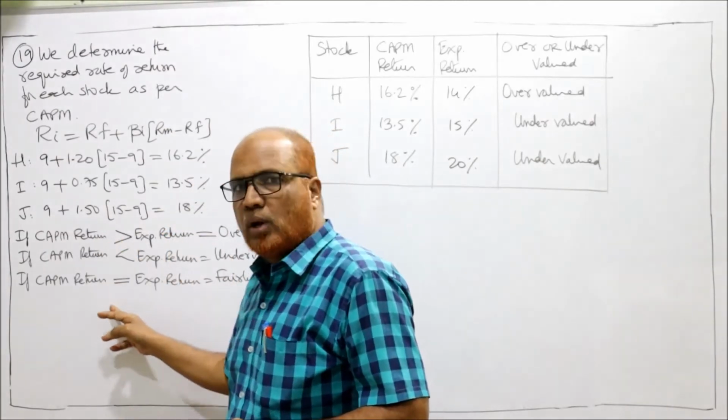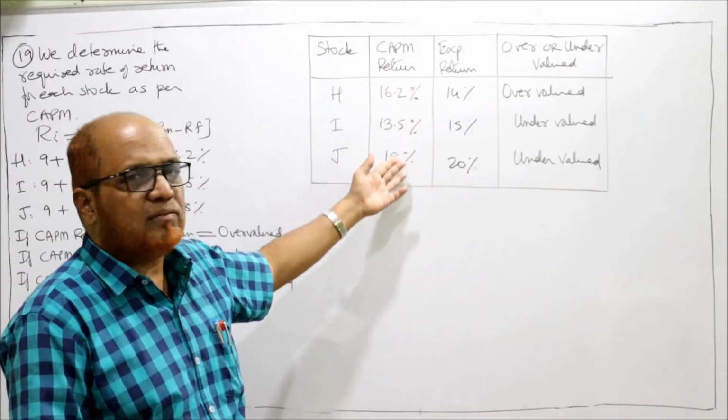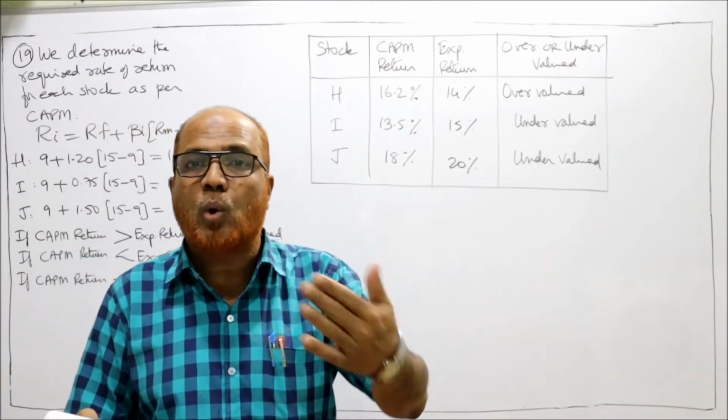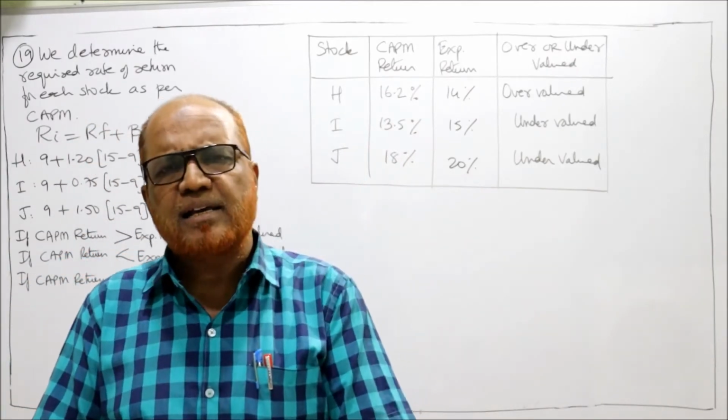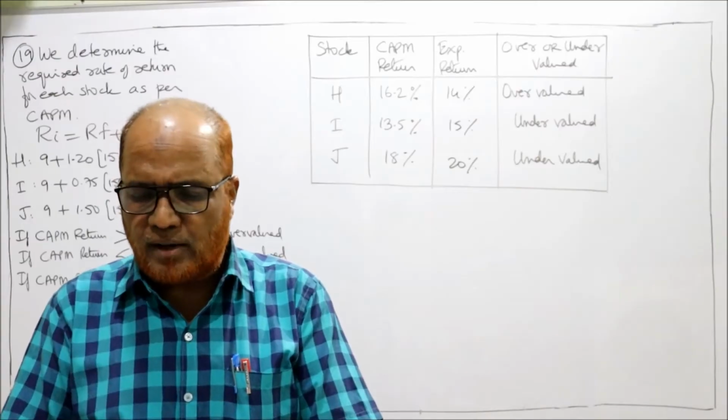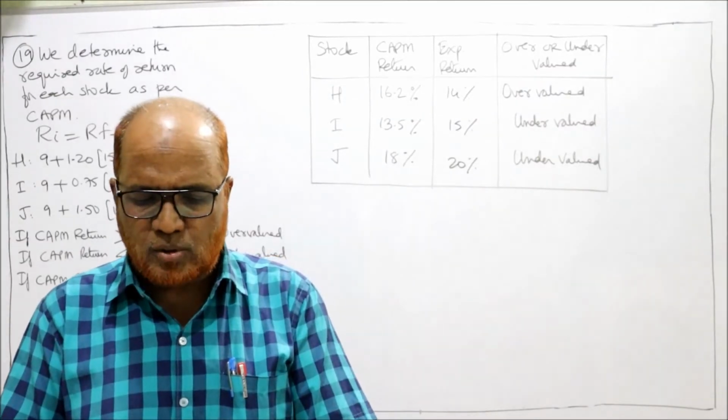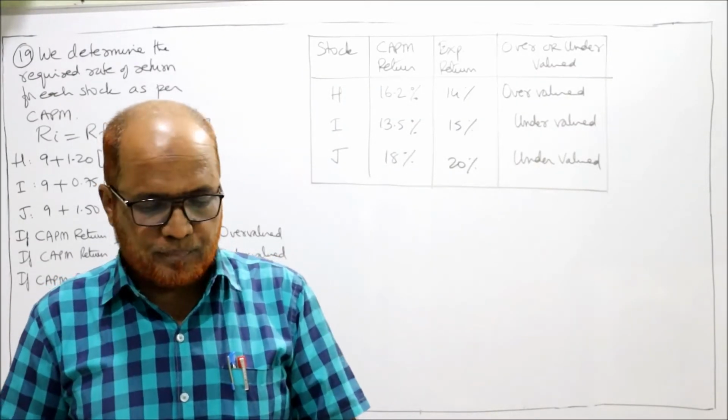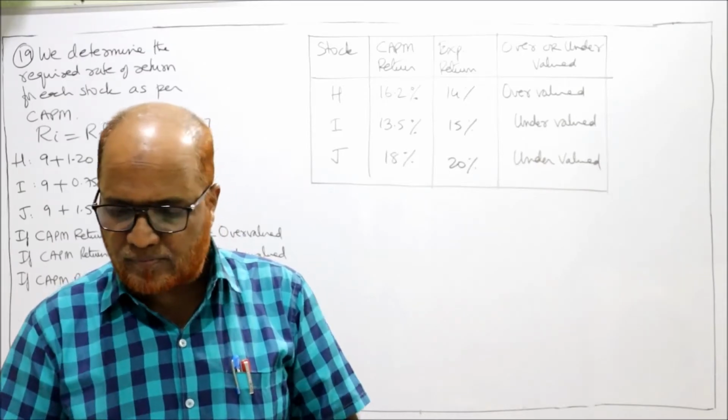Then we apply the rule. Then we'll make the table to decide which securities are overpriced. Exactly similar 21st. So you can do the 21st problem as your practice. Now 22, problem number 22. See carefully.